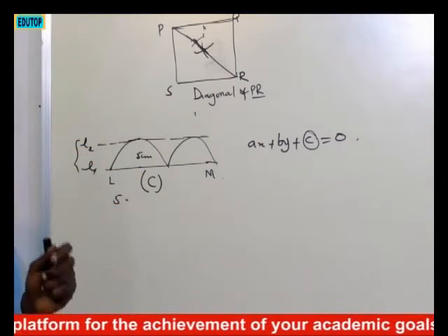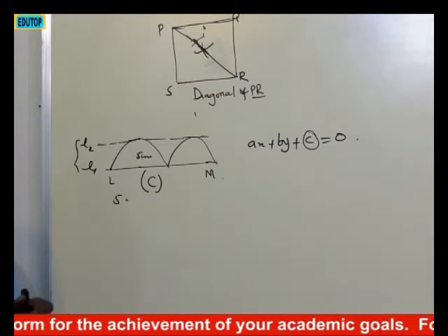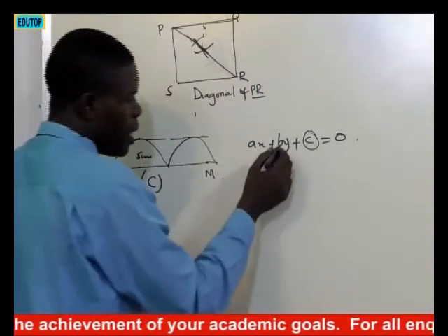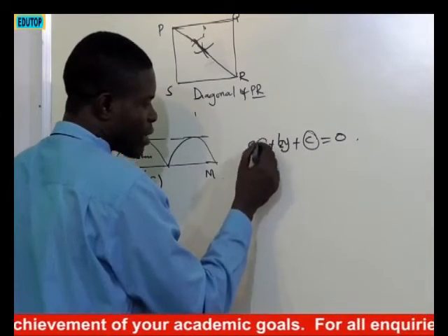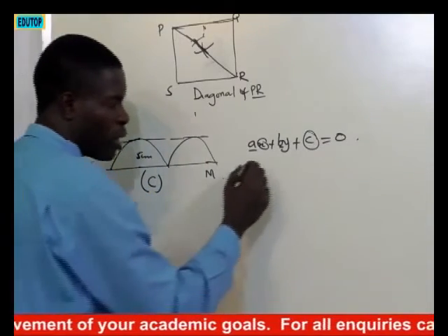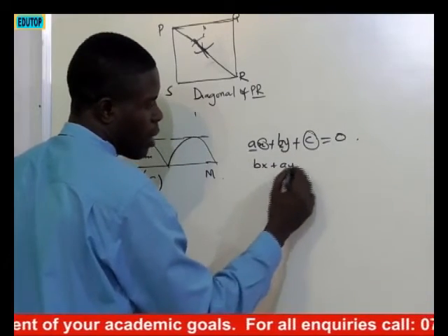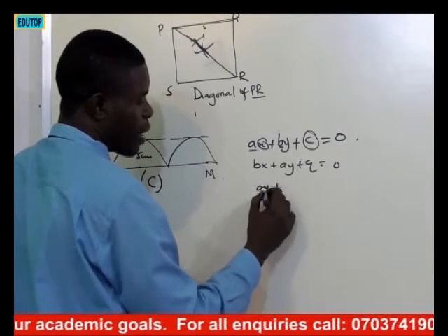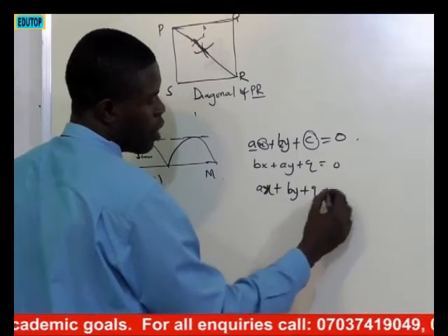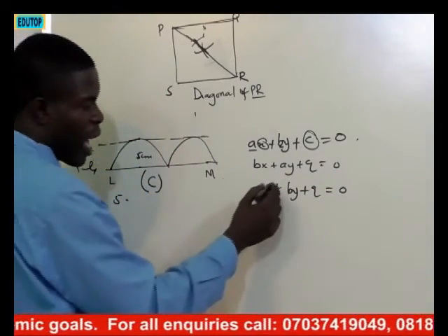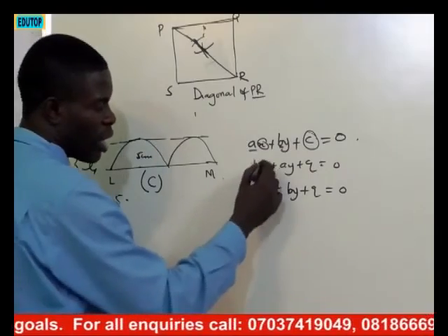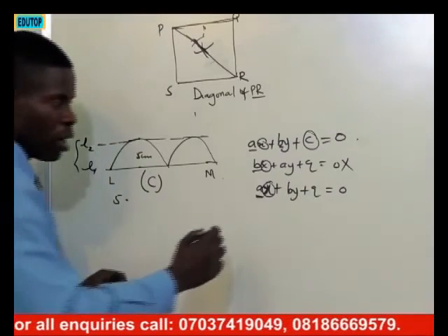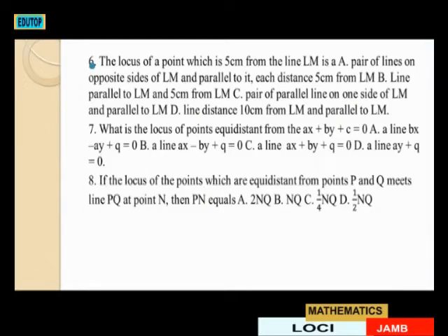What you asked me is why is it not A? It is not A because in A, the coefficient of X is not B. X has a coefficient of what? A. But they wrote BX plus AY plus Q equals 0. Whereas option C is AX plus BY plus Q equals 0. So in this situation, X has a coefficient of A, not B. That is why option A is wrong, but option C is the correct option.